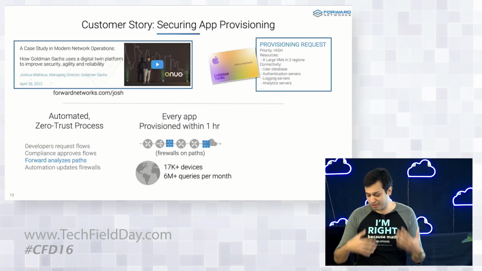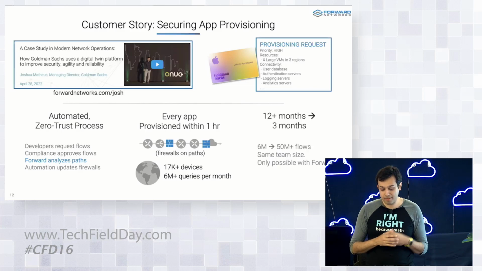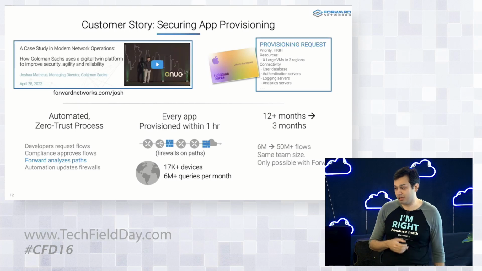And everything is documented because of the way that access is provisioned. And this led to them being able to deploy an application like Apple Card in about 3 months instead of the year plus that it usually takes to build such an application.